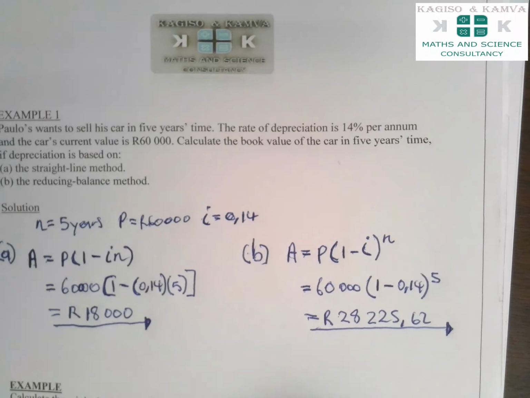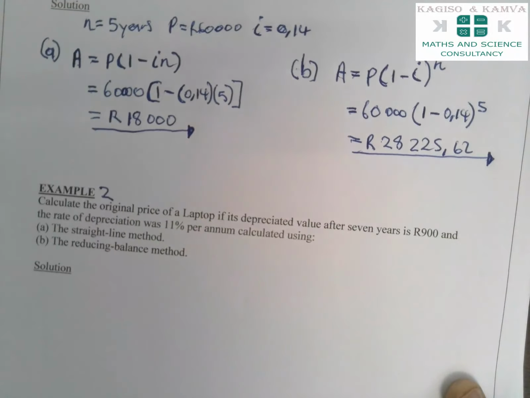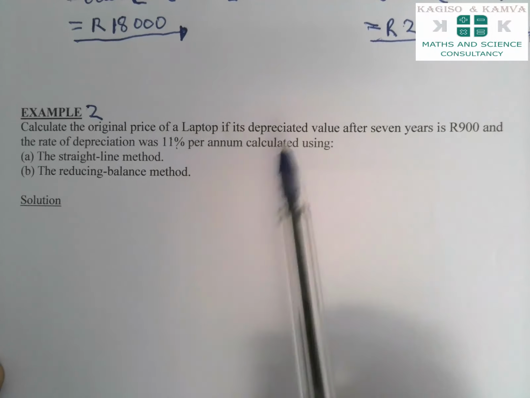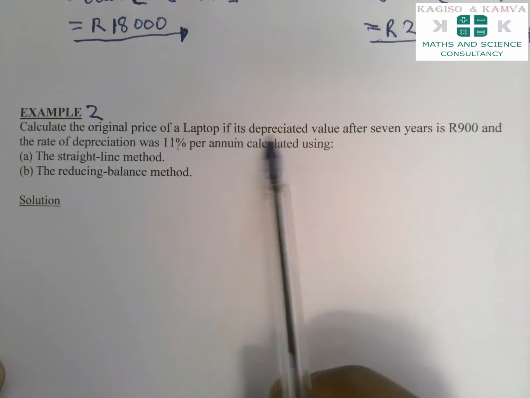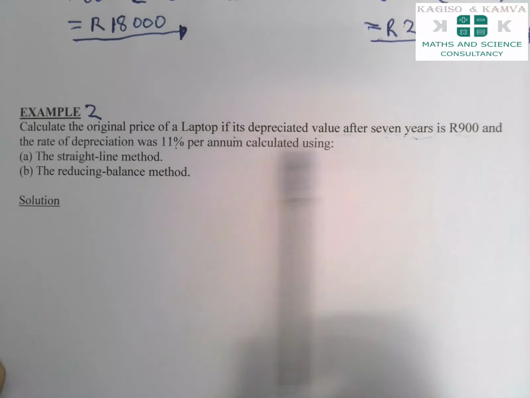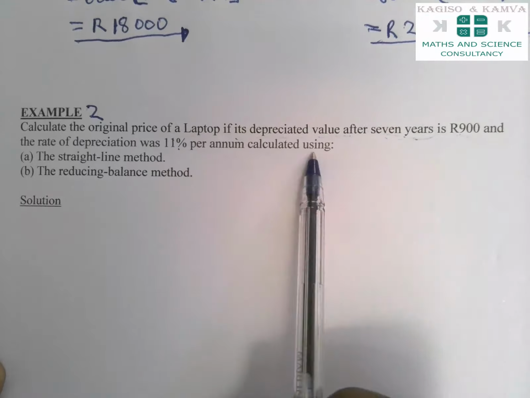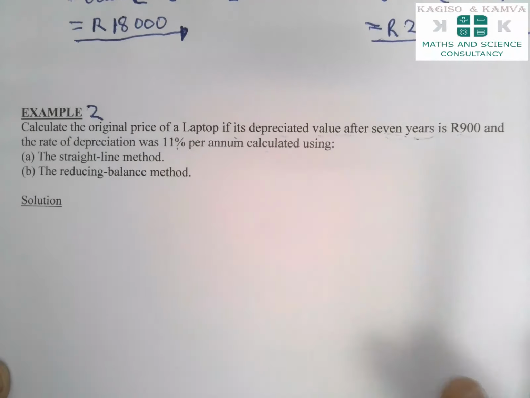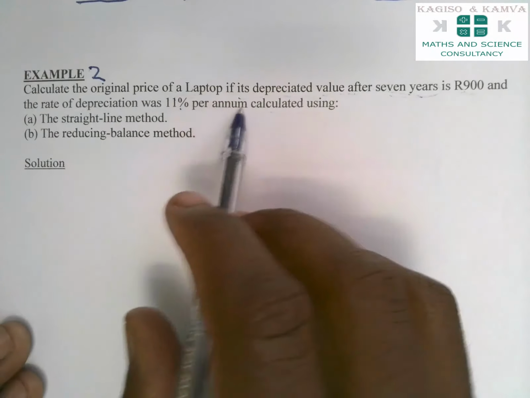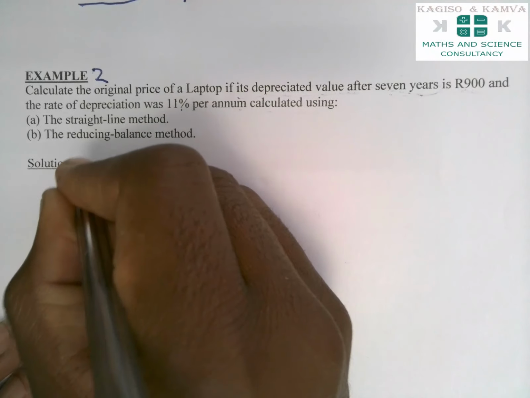Now let us also check example 2. For example 2, the original price of a laptop, if its depreciated value after 7 years is 900 and the rate of depreciation was 11% per annum, calculate using the straight line method. Now what are we looking for? We're looking for the original price, so we're looking for P.